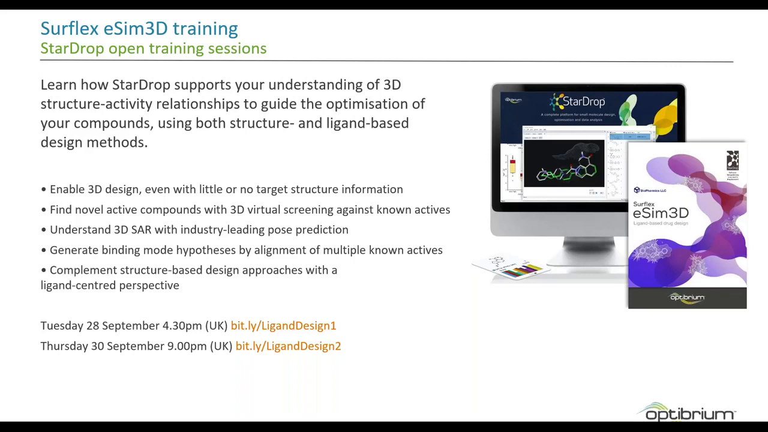So here's a question that perhaps gives us a bit of a glimpse of the future, and I think goes beyond eSIM 3D itself. But I know it's an area you've been working on very hard, AJ. So if you had activity data for a series of compounds, can that information be included along with structural alignments to improve the AUC?